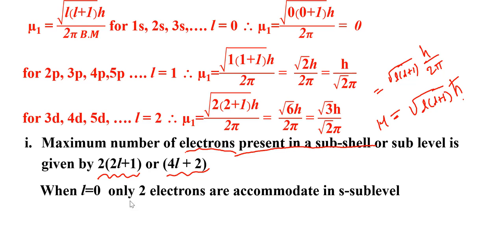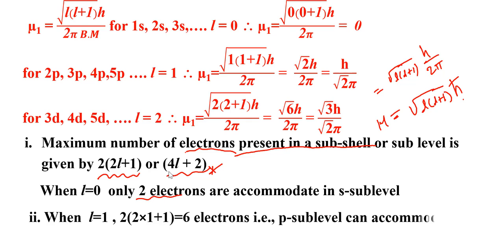When L equal to 0, only 2 electrons are accommodated. You can remember this formula, 4l plus 2, right. When L equal to 1, just L equal to 1 means 4 into 1, 4 plus 2, total 6 electrons, like that.